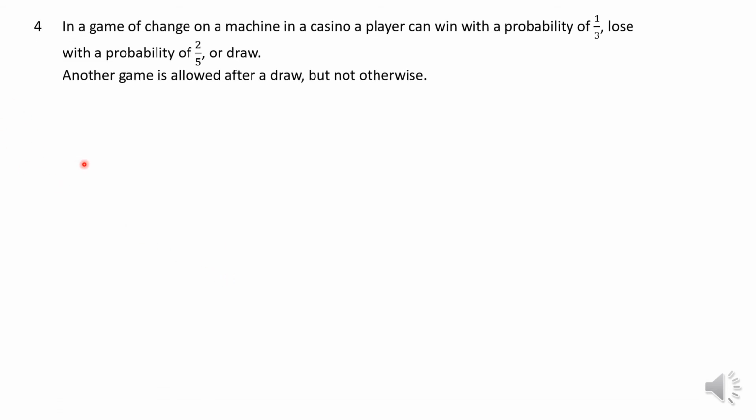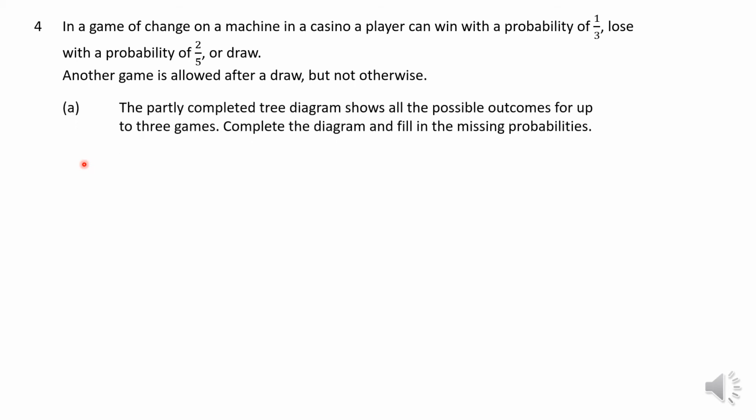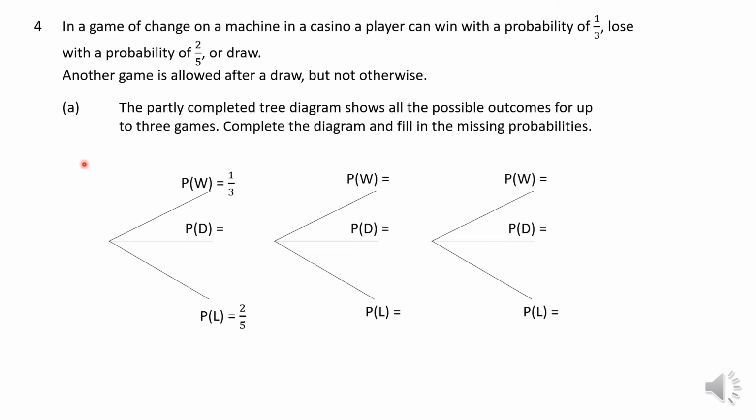Right, so we have got question 4. Please remember, whenever you are trying to solve a question, I'll suggest that you pause the video and then you write the question down, and then you can continue to complete a tree diagram. Okay, so in a game of chance on a machine in a casino, the probability that the player can win is 1/3, lose with a probability of 2 over 5, or draw.